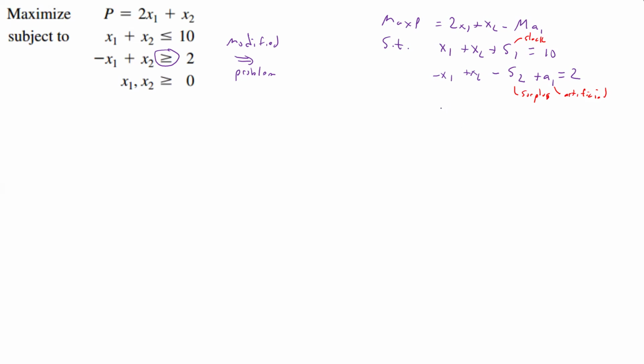Now, what do I know? Well, I know that x1, x2, s1, s2, and a1 all have to be greater than or equal to 0. So that's modifying the problem, going from the less than or equal to and greater than or equal to to the equals by adding a slack, a surplus, an artificial variable, and subtracting off the penalty here. And now I'm going to go to the initial system.